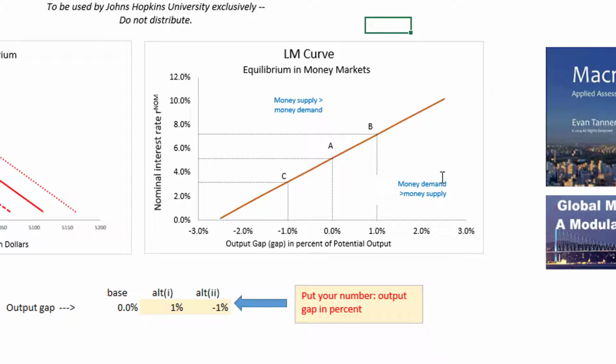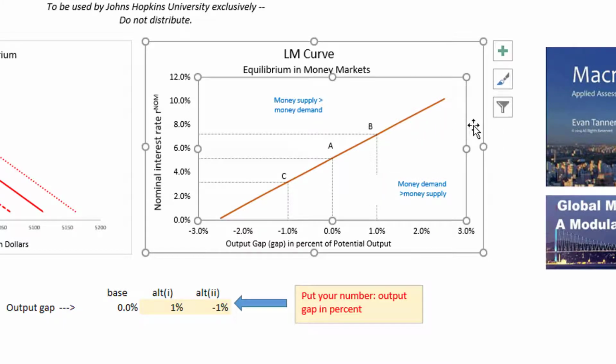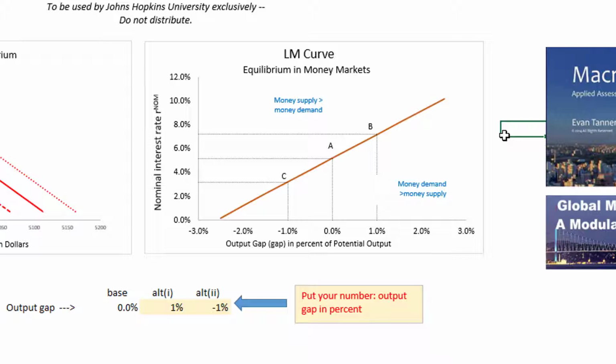And then on the other side of the tracks here, when we are below and to the right, money demand is greater than money supply. So that means that people will be looking for more money, and they'll be switching out of bonds. They'll be, in a sense, selling their bonds. They'll be abandoning their lending position altogether, and that's going to drive interest rates up until we get to this curve. So that's the idea.